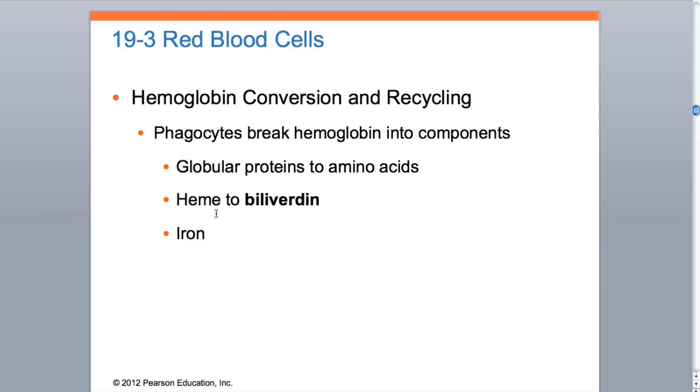However, heme is not. Heme is an iron. That iron molecule cannot be moving around the body on its own. It has to be processed. And what happens is that the heme is going to get converted to biliverdin. So it's a conversion that the liver typically does. It converts the heme to biliverdin.